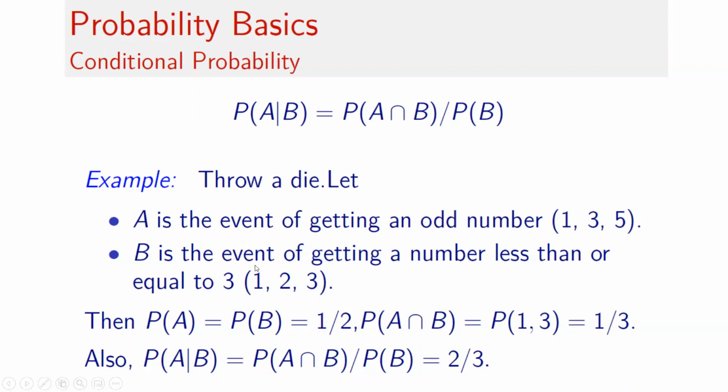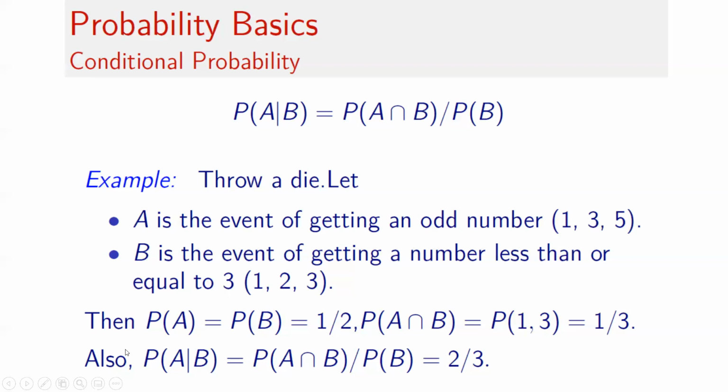Okay, because the intersection between capital A and capital B is the number 1 and also the number 3, and the numbers 2 and 5 are not in it. So the probability is equal to 2 divided by 6, which is 1/3, because there are 2 chances. So the probability of capital A given capital B is the probability of the intersection divided by the probability of capital B, which is equal to 2 divided by 3.